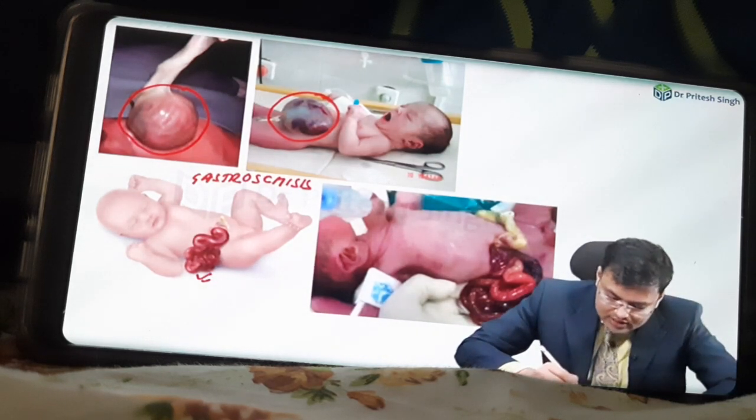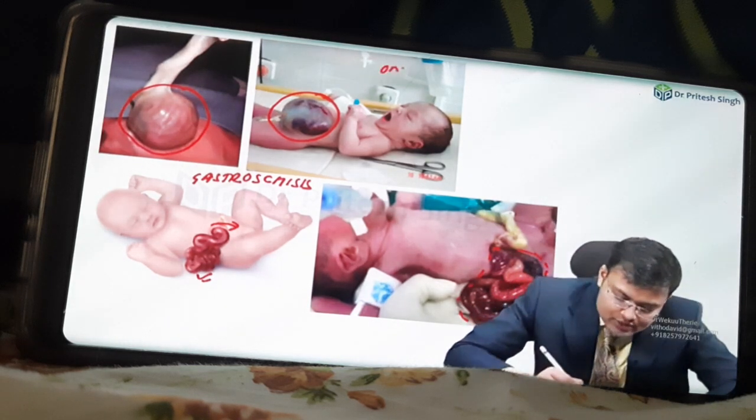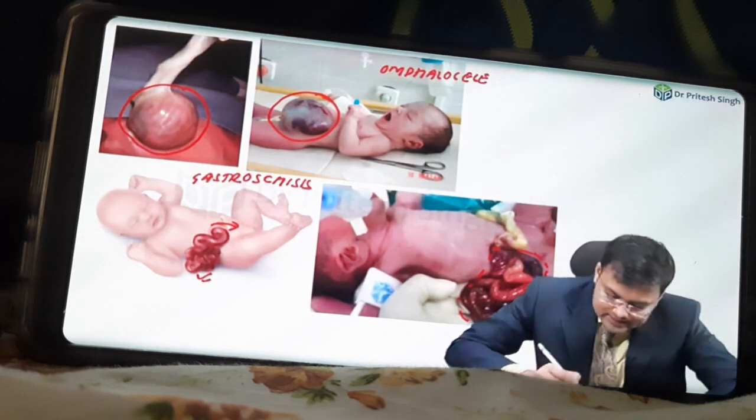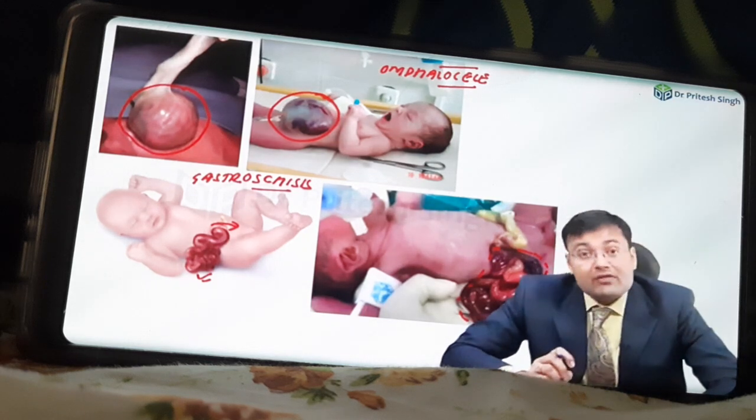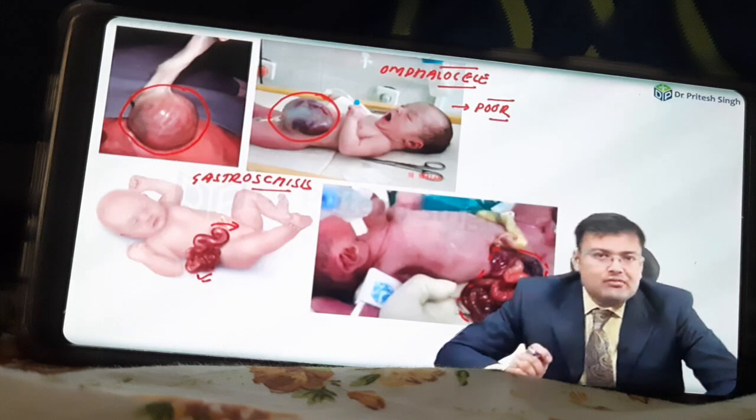The bowel is exposed and it is on the right side of the umbilical cord. So here you can see there is exposed bowel, which is located on the right side. So first one is omphalocele, and second is gastroschisis. In omphalocele, there is increased risk of chromosomal abnormalities, and that's why here the prognosis is poor as compared to gastroschisis. So these are the image-based questions which are frequently asked nowadays.